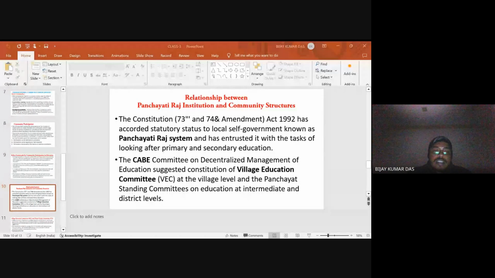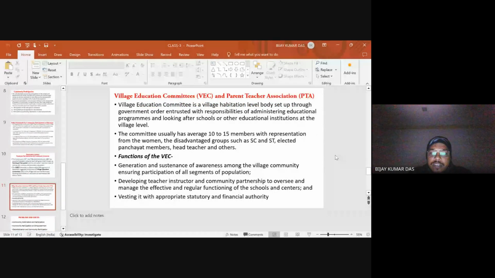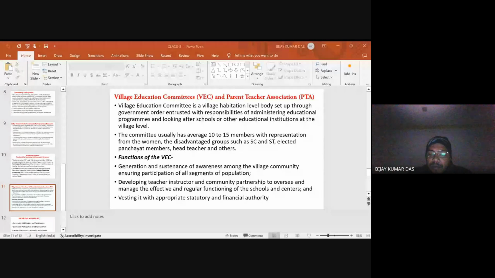Right? And the Central Advisory Board of Education, CABE, Committee on Decentralized Management of Education suggested the constitution of the VEC, Village Education Committee, at the village level and the Panchayat Standing Committee on Education at the intermediate and district levels, for smooth functioning of schools, proper management of schools, development of schools, planning, budgeting, and directing of school administration and management. Now we'll see very shortly about the Village Education Committee, VEC, and PTA, Parent Teacher Association.